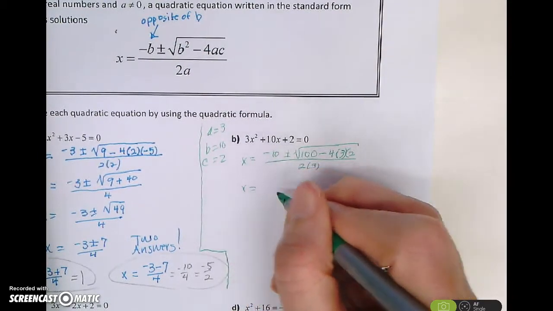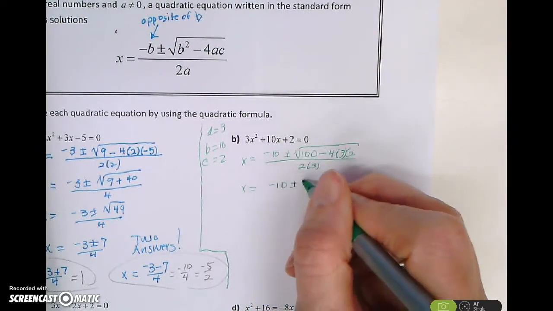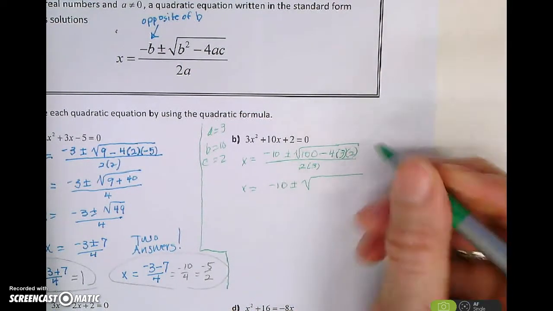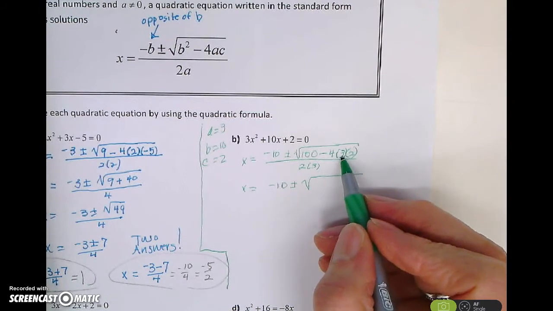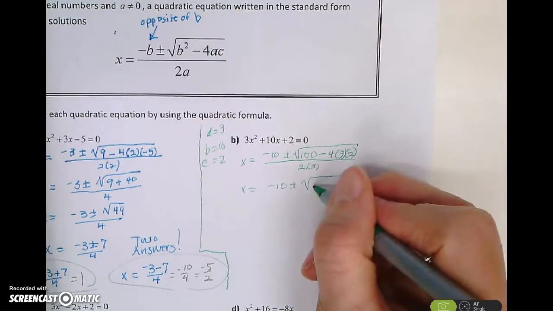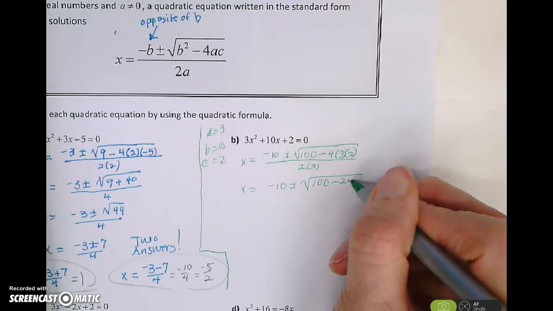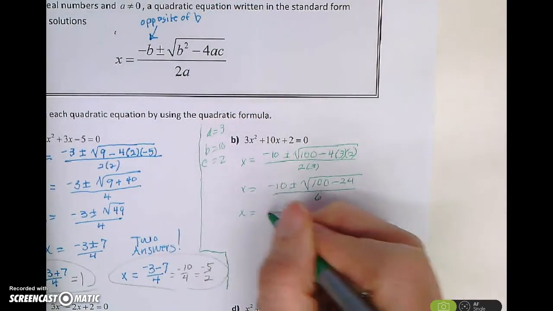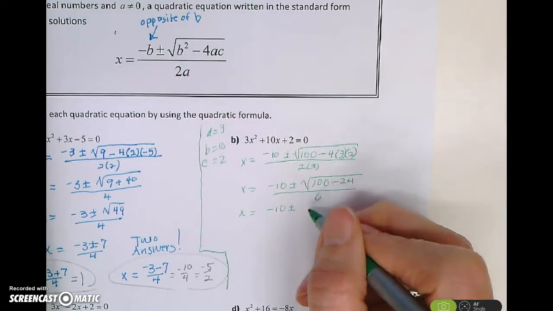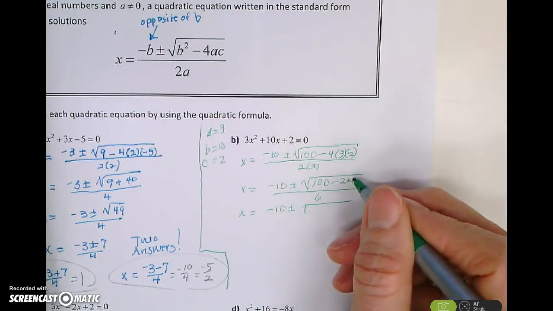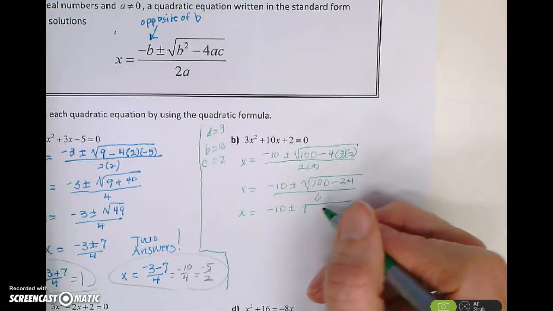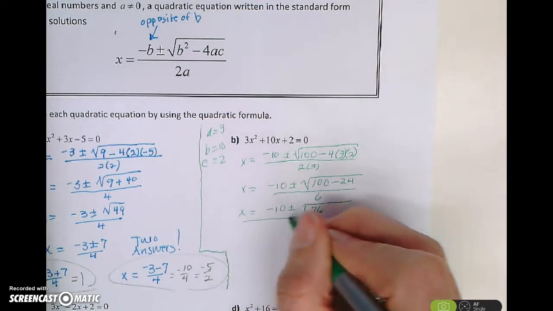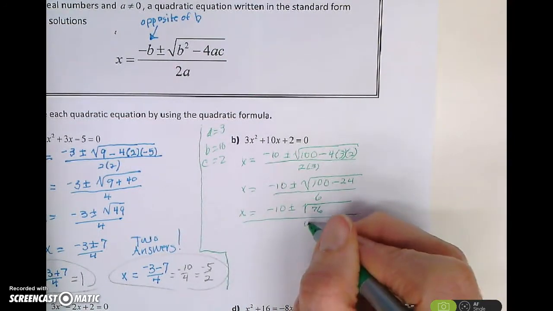So simplifying, x is equal to negative 10 plus or minus the square root of. So remember that we must do the multiplication first. So that's 12 times 2 is 24. So I'm going to have 100 minus 24 all over 6. x is equal to negative 10 plus or minus the square root of. I want to subtract that, so that's going to give me 76, all over 6.